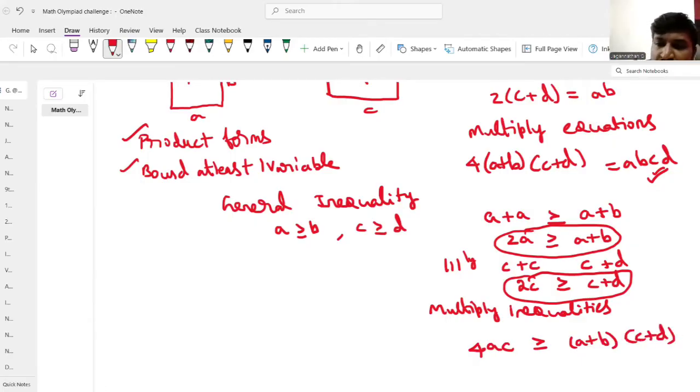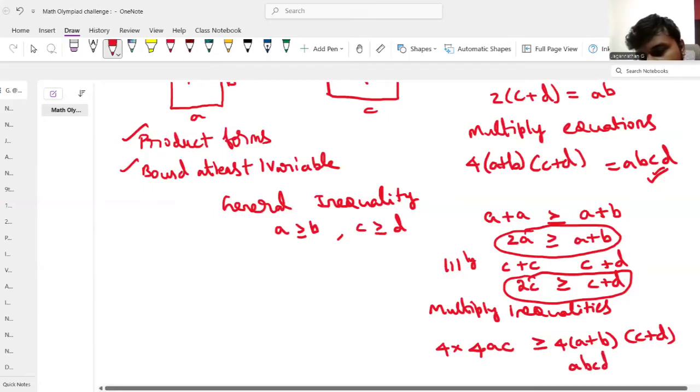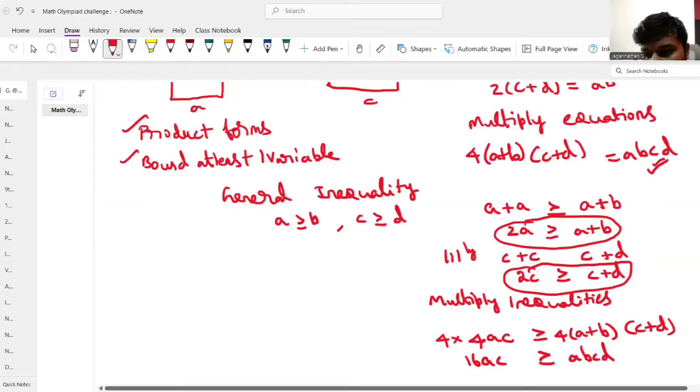Here I already have some expression: 4 times (A plus B) into (C plus D) is ABCD. So if I insert 4 on both sides, it'll be useful for me to replace 4 times (A plus B) into (C plus D) with ABCD. So I'll replace it here as ABCD. So I have 16AC being greater than or equal to ABCD.